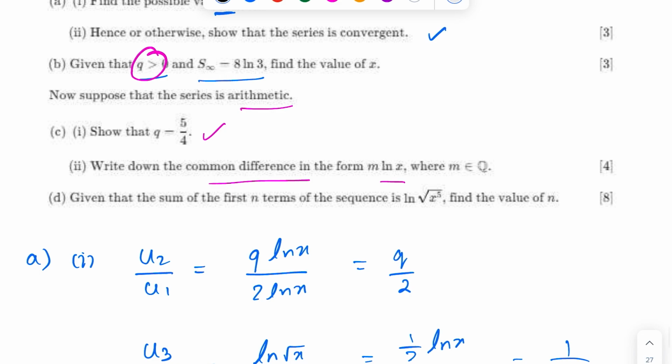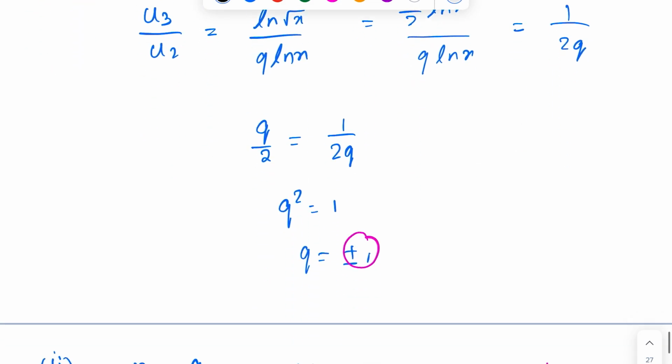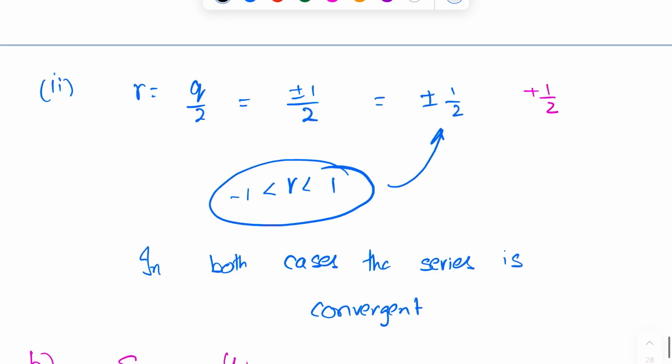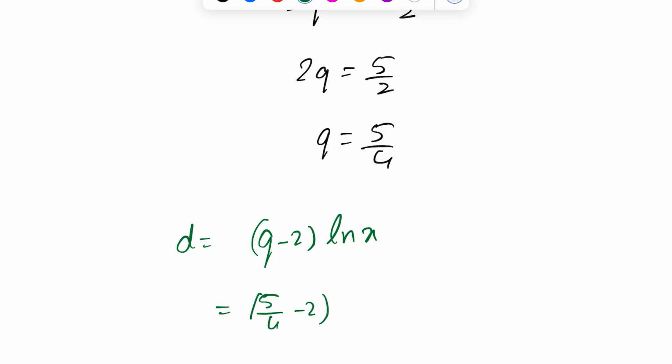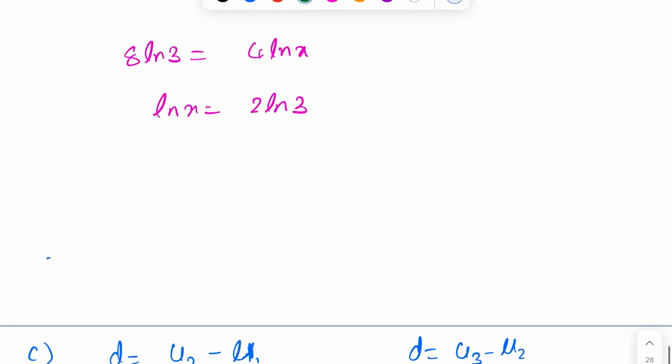Next, write down the common difference in the form of m ln x. So we know the common difference. What was the common difference? The common difference was (q minus 2) times ln x. So q was 5 upon 4. So (5 upon 4 minus 2) times ln x, which is negative 3 upon 4 ln x. That's going to be the answer.